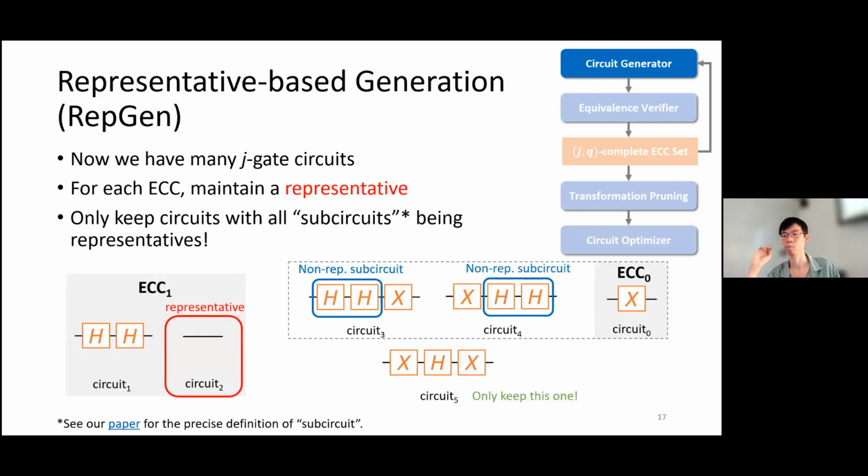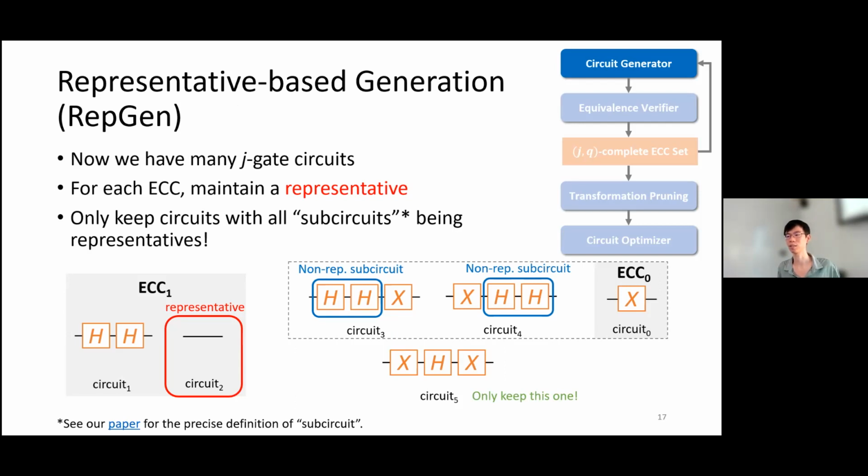Okay, and we use a representative based generation algorithm which we call RepGen. Because there are too many gates to consider, we want to consider fewer ones. So for each ECC, we maintain a representative. For example, in the ECC1 on the left, we maintain the representative to be the empty circuit and not the 2 Hadamard gates. And we only keep circuits with all sub-circuits being representatives.